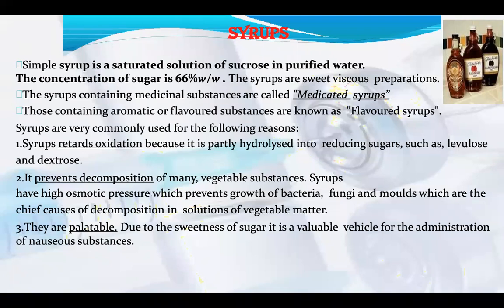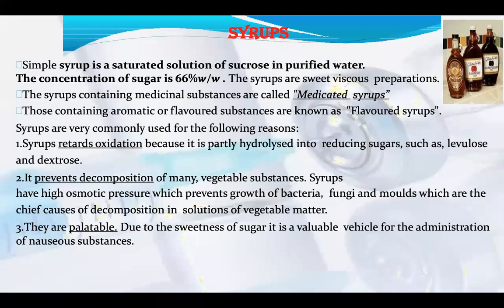Second, it prevents decomposition of many vegetable substances. Syrups have high osmotic pressure, which prevents growth of bacteria, fungi, and molds, which are the chief cause of decomposition of solutions of vegetable matters. That's why the percentage of 66 by weight is added, because at this percentage bacteria, fungi, and molds cannot grow.